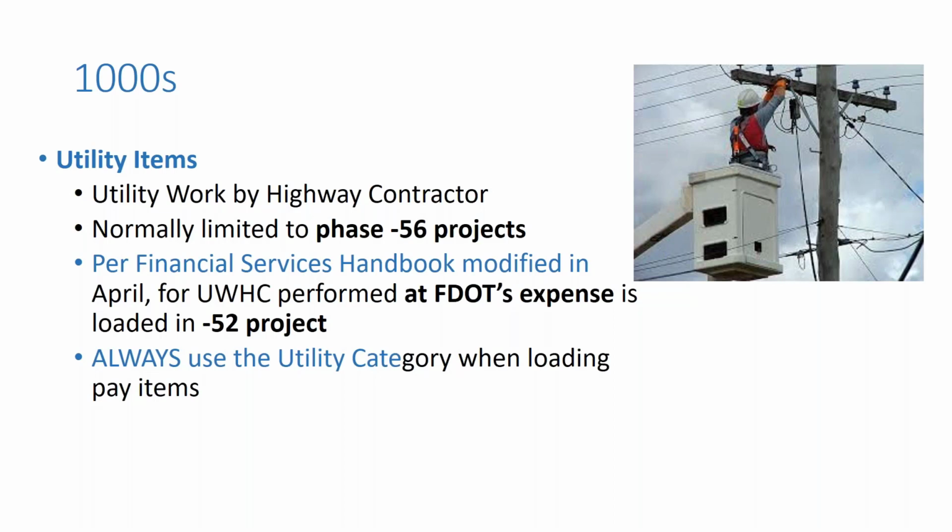So please work with the current financial services handbook so that we are loading them under the correct category or phase for your project. We do want to ensure that the items are loaded in the utility category so that we can track their application. If you have other roadway type work that's to be performed for the utility, please work with your district estimates office, as we generally don't see our roadway items used by the utility phases.